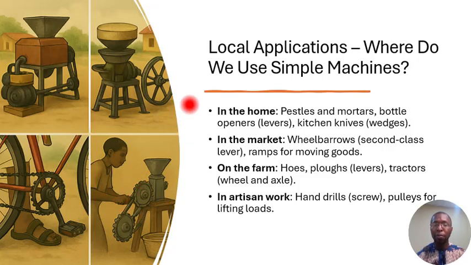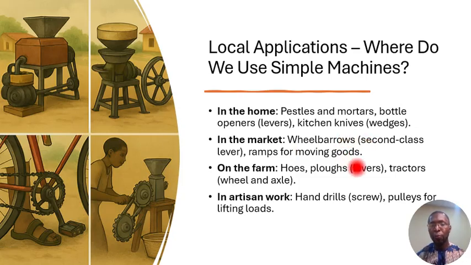There are just six of them, six classes of simple machine. Now let's talk about the local application of where we use these simple machines. We mentioned them while we were describing them anyway. So we use simple machines in our homes, just like the pestle and the mortar we use. The bottle openers that we use: a bottle opener is an example of a lever. It's also a simple machine. The kitchen knives we use are also a simple machine because they are under the category of wedge. Then in the marketplace, we use the wheelbarrow, which is the second class lever we mentioned earlier. And then we use the wheelbarrow for moving of goods because it is under the category of second class lever.